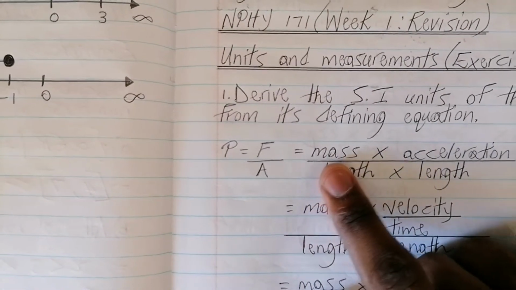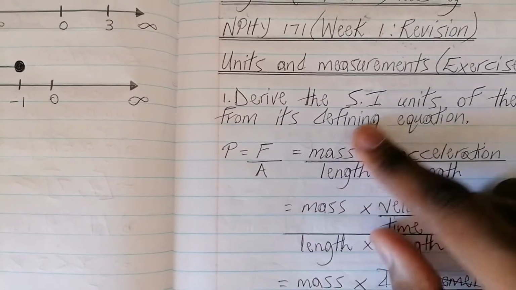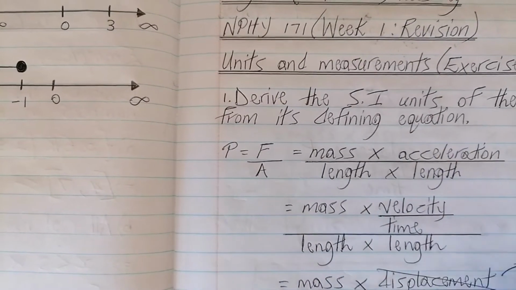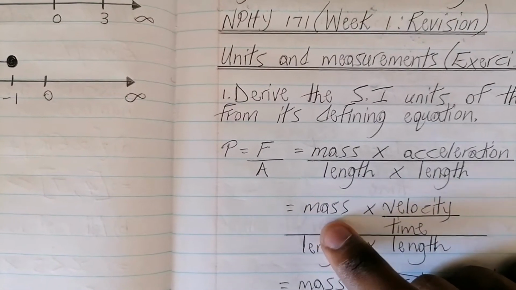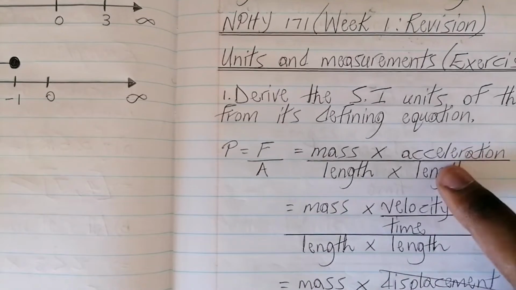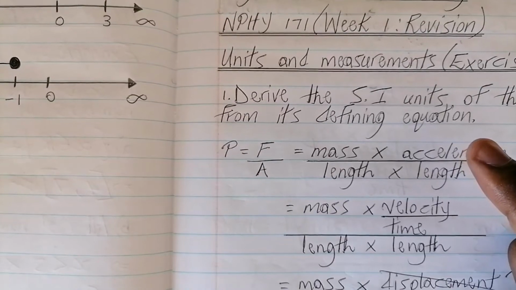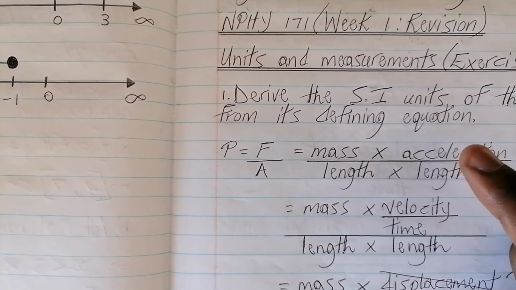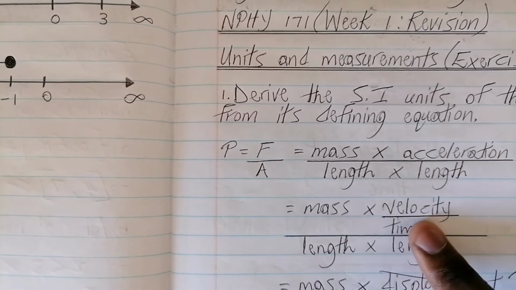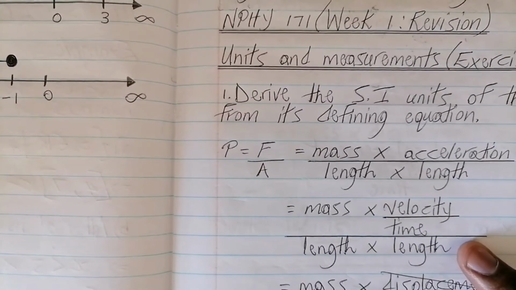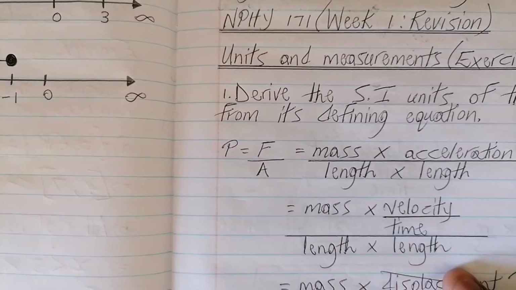So as we know that mass multiplied by acceleration is equal to force, and length multiplied by length is equal to area, then we can try to derive this whole formula to simplify it even further. Now mass is already a base SI unit, but acceleration is not a base SI unit, and we have to derive acceleration in order for it to be in base SI units. Now we know that acceleration is equal to velocity over time, right? Therefore we still have everything divided by length multiplied by length.